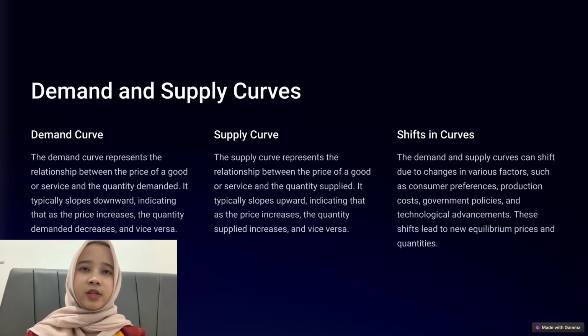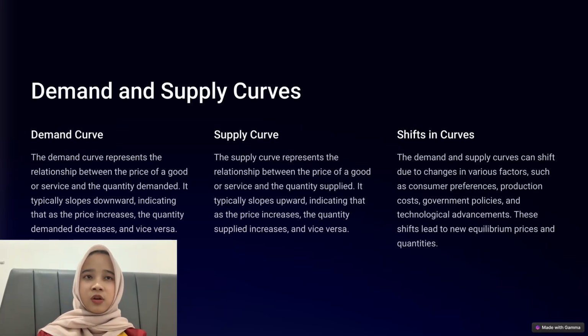Shifts in curves. The demand and supply curves can shift due to changes in various factors, such as consumer preference, production costs, government policy, and technological advancements. This shift leads to new equilibrium prices and quantities.